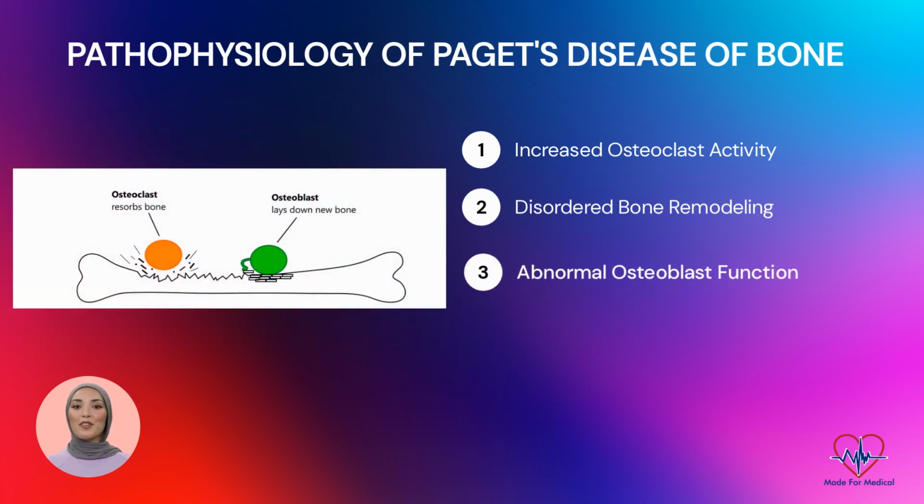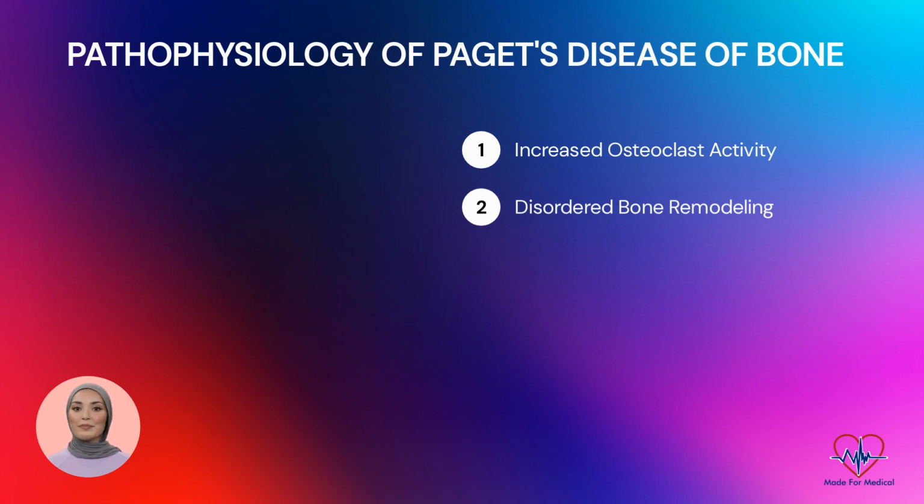Abnormal osteoblast function. In Paget's disease, the abnormal osteoblasts produce bone that is larger, less compact, and structurally abnormal. This abnormal bone formation contributes to the characteristic bone deformities seen in Paget's disease. The disorganized bone structure can weaken the affected bones, making them more prone to fractures.